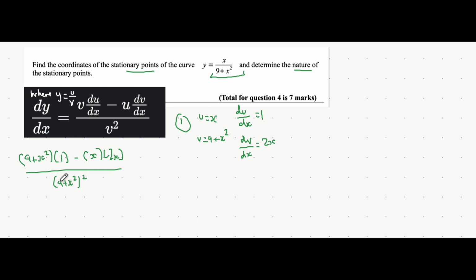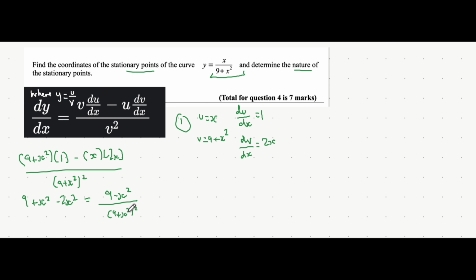So let's write that out. Now 9 times 1 is just 9, x squared times 1 is just x squared, minus x times 2x is minus 2x squared. That will just all simplify to 9 take away x squared, all over 9 plus x squared, all squared.